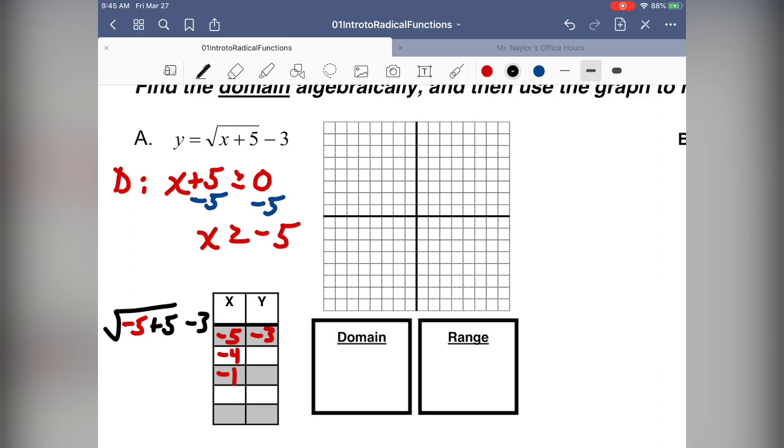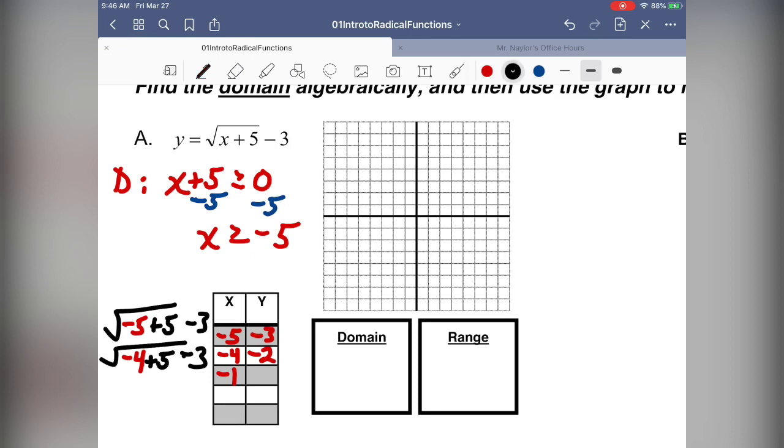What happens if we plug in -4? Okay, well, when you plug in -4, you're actually going to be taking the square root, this time, of 1. And the square root of 1, of course, is still 1. And when you subtract 3 from that, you end up with -2.